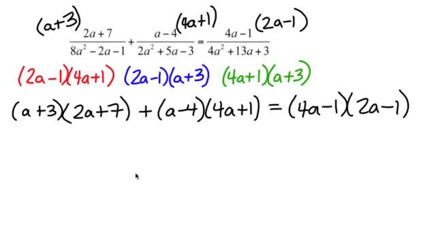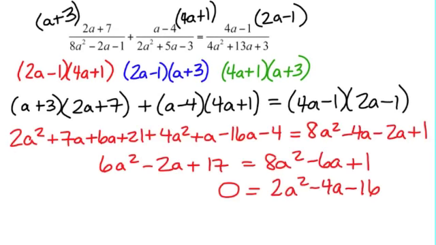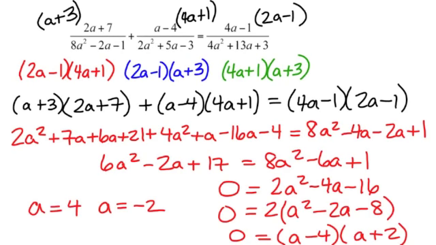Here's how the equation should be set up. Go on ahead and multiply it out and start to simplify. Pause the video. Here's how I multiplied it out. I simplified it down to 2a squared minus 4a minus 16 equals 0. Pause the video and factor that. After I factored it, I got two answers, 4 and negative 2. And after I checked them, they both worked in the denominator.